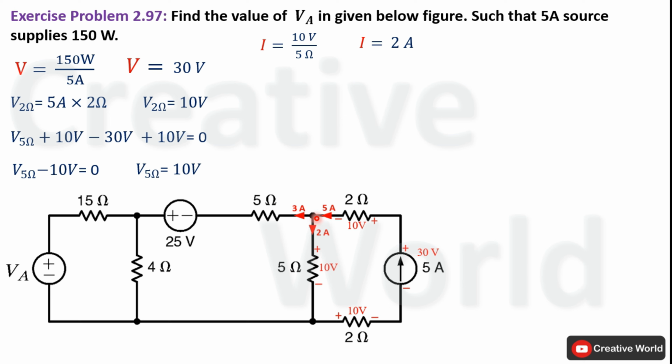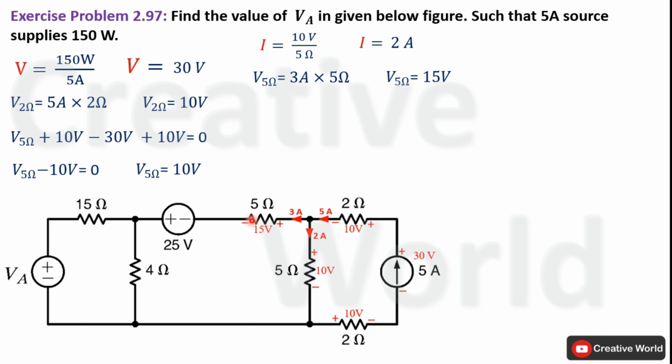leaving from this node. Now we can calculate voltage across this 5 ohm resistance, that will be the product of 3 ampere and 5 ohm. It will become 15 volt and polarity notation of this 15 volt will be positive terminal here and negative terminal here. Modify the network by indicating voltage across this 5 ohm resistance with their polarity.